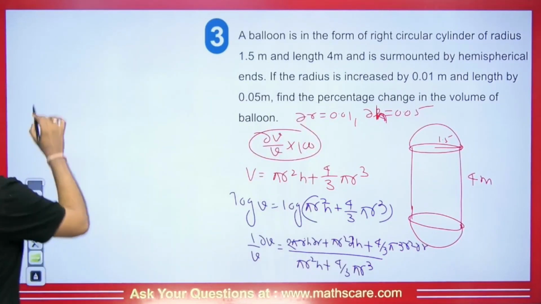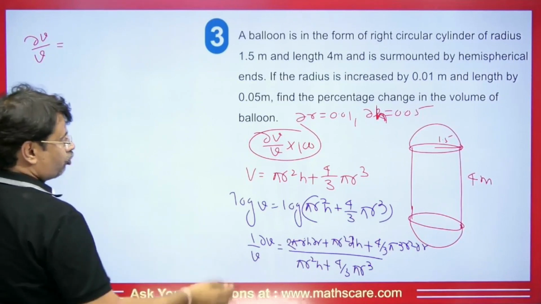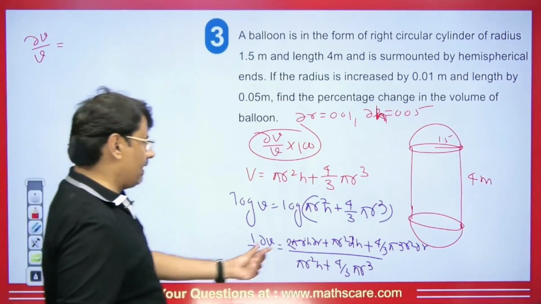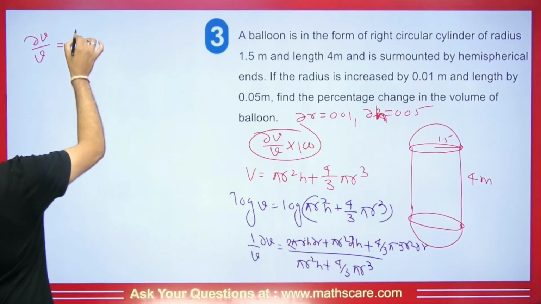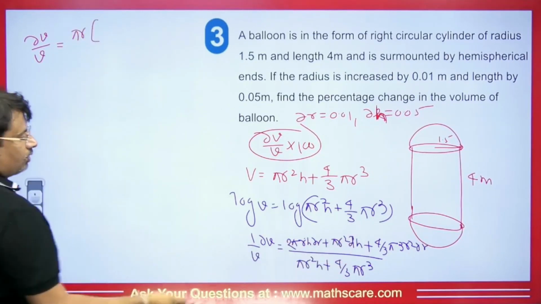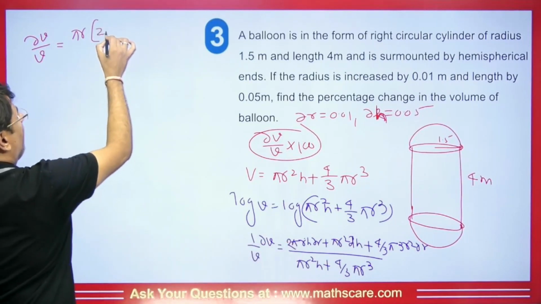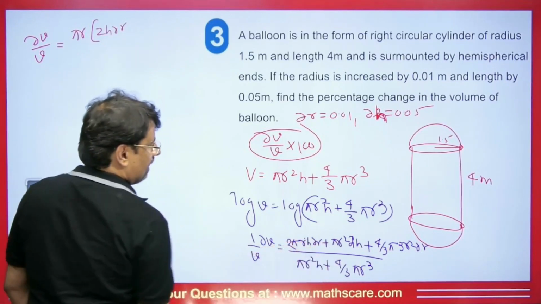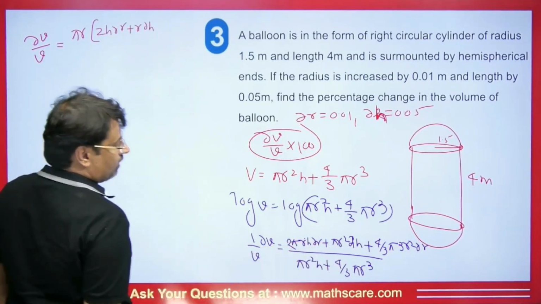So what are we going to do? We have the value of del V upon V is equal to, from here we have something common, look from top. What is common in this? Pi r is common. Yes, pi r is common. So I will take out pi r as common. So this will come to us 2h del r, right? Okay, students. And from here we have taken pi r as common. So here it will become r del h, clear.